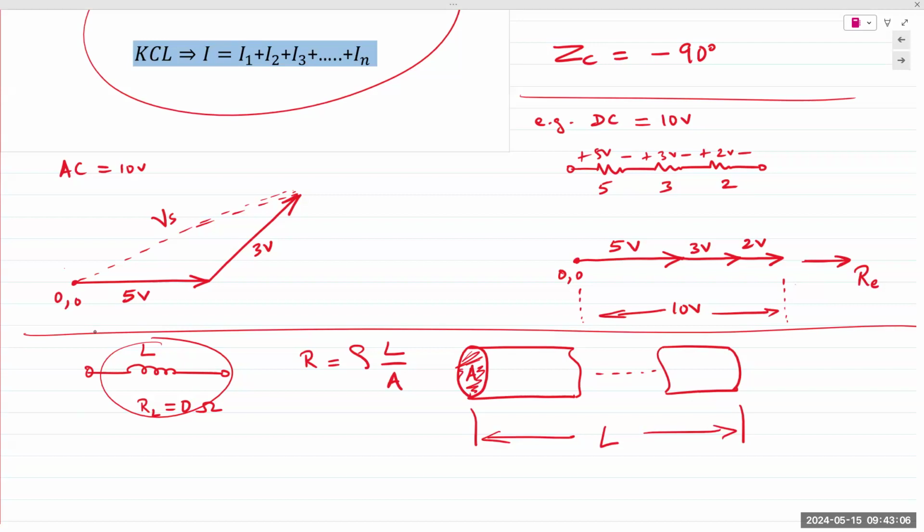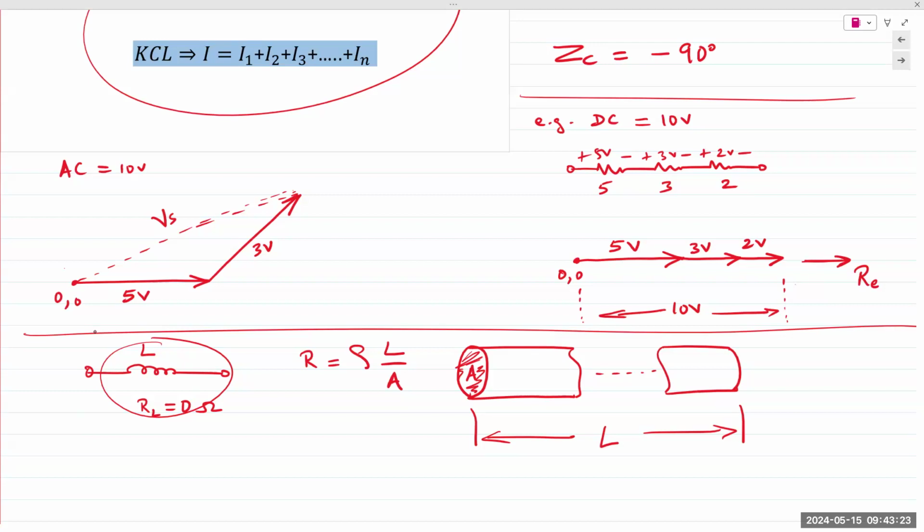So if you have an inductor made out of very thin wire with a large number of turns, it could run into hundreds of meters long. Even a small inductor, very thin wire, could be very, very long. And so the resistance increases.